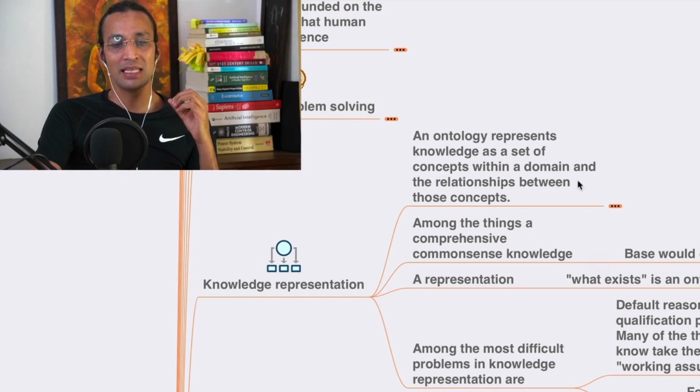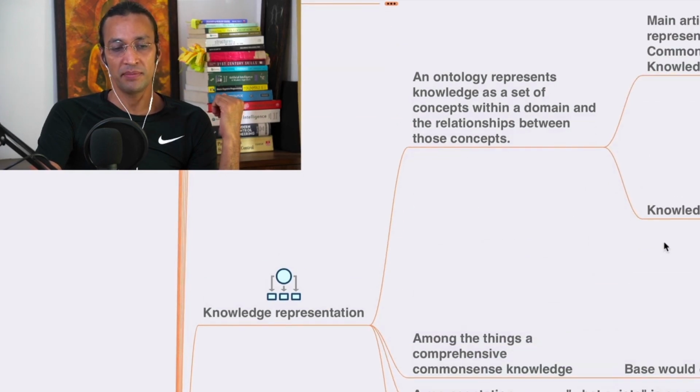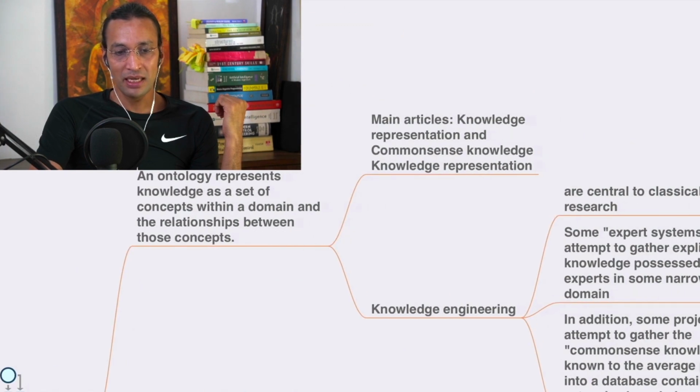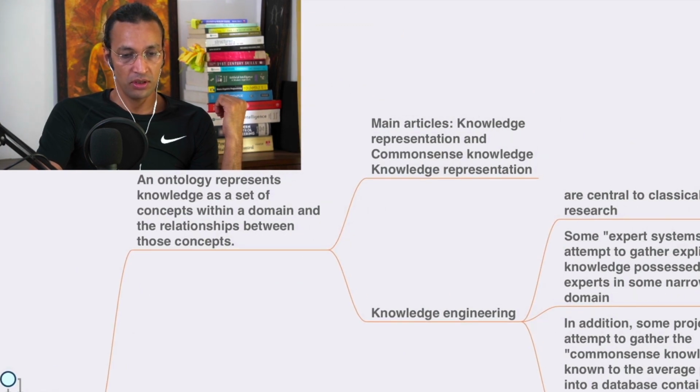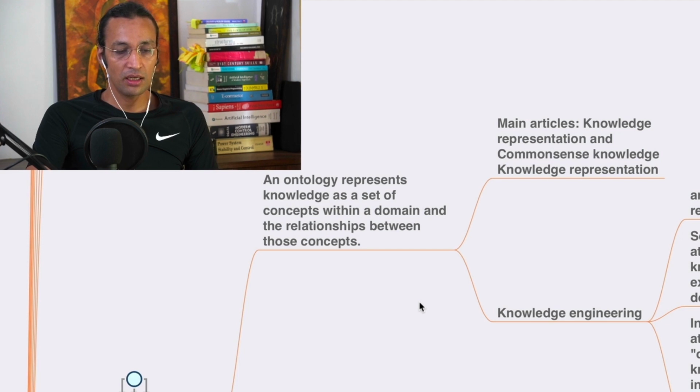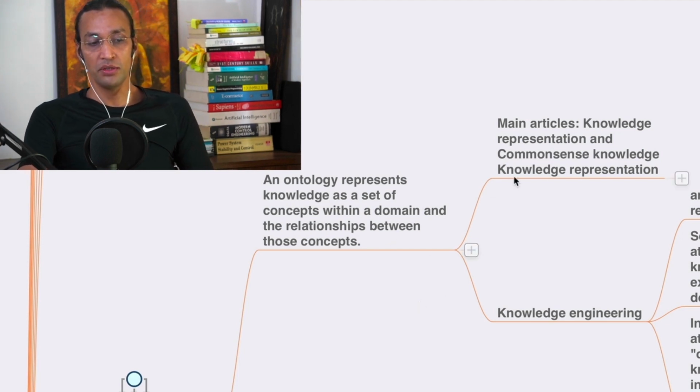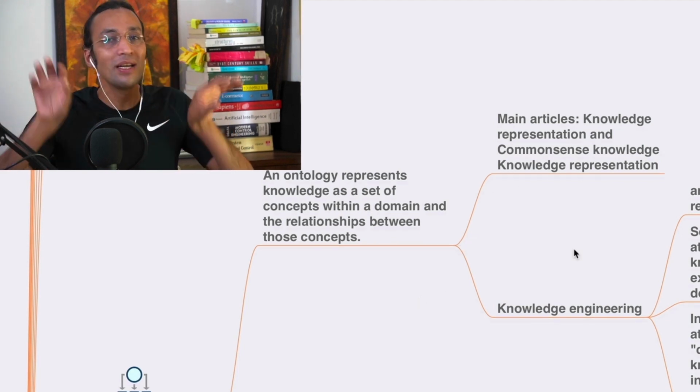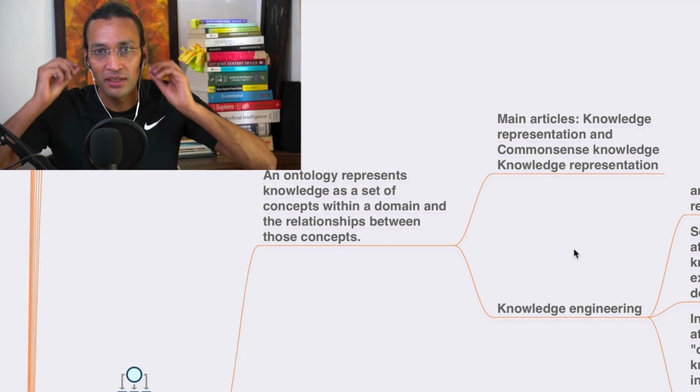Welcome. Knowledge representation. An ontology represents knowledge as a set of concepts within the domain and the relationships between the concepts. So let's understand what ontology is. That is, knowledge of knowledge is ontology.